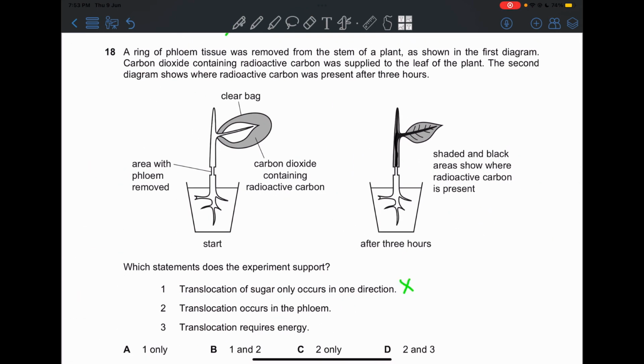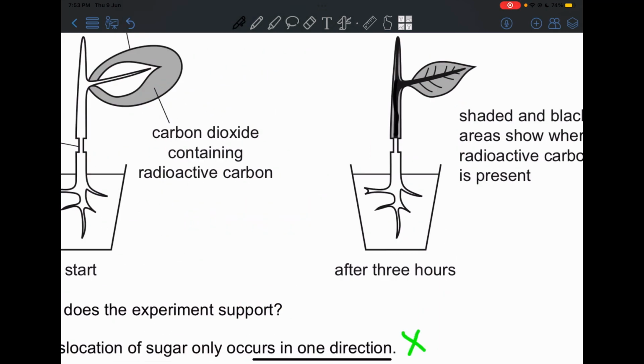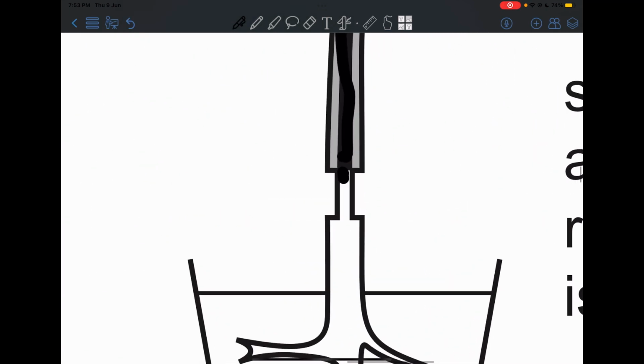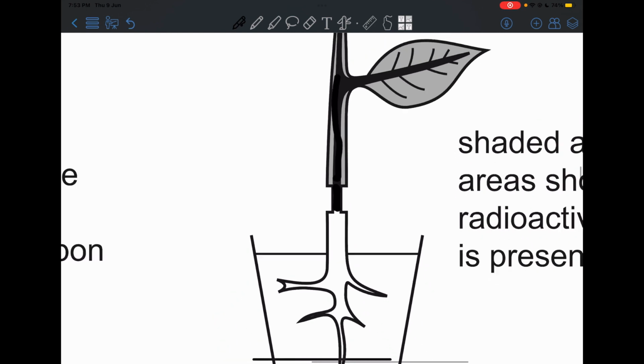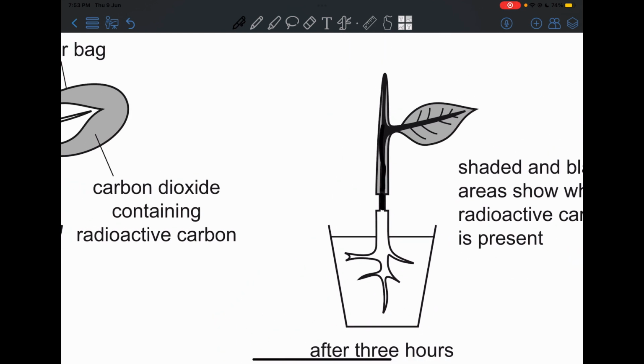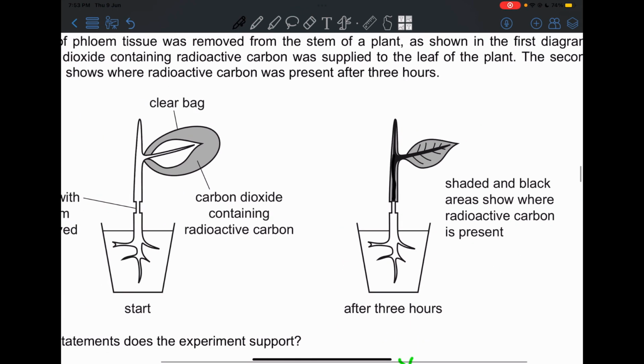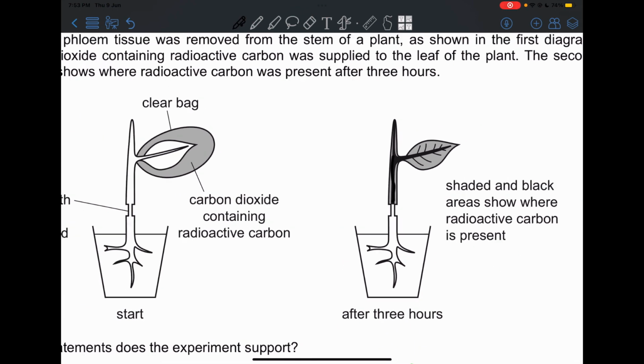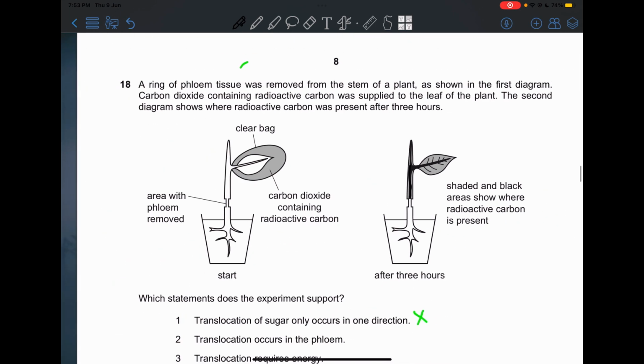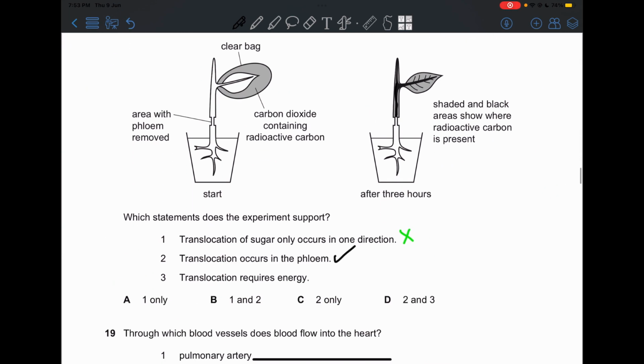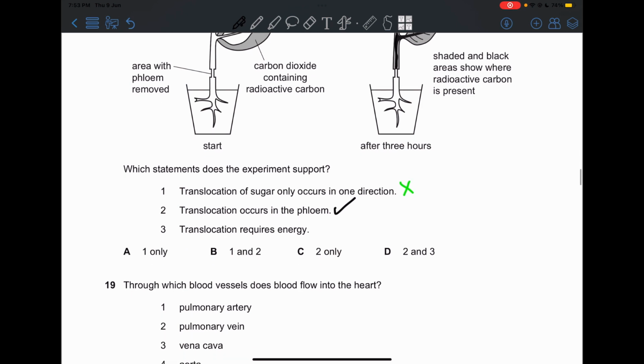Now, statement 2 says translocation occurs in the phloem. Now this is correct because over here in this section where the phloem was cut, there was no movement of the radioactive carbon. There was only in the part where the phloem was present over here at the top. So this is correct. Now 3, translocation requires energy. This is of course incorrect. So our answer will be C, which is 2 only.